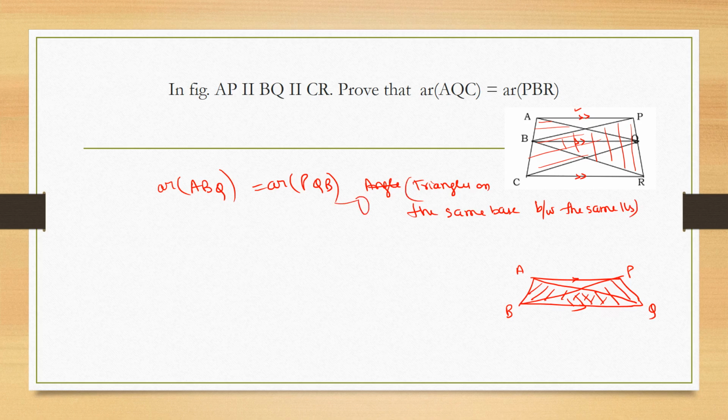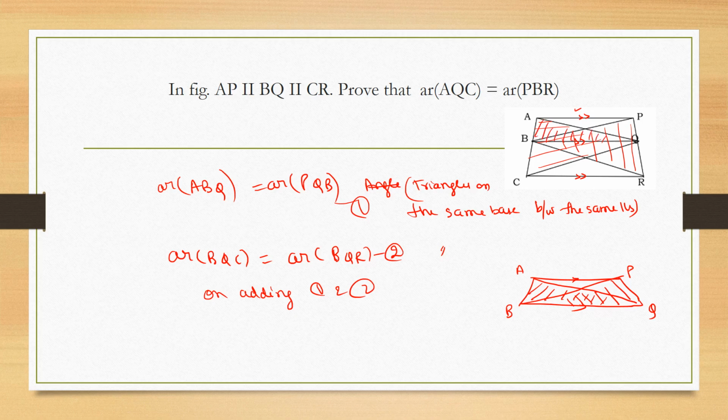Okay? Similarly, in the bottom one, I can say area of BQC is equal to area of PQR. Same logic. And if I add both of them, ABQ and BQC, this whole AQC is formed, and on the right hand side, whatever we required is proved. So hence proved. I'm hoping that you've got it. Let's move on to the next concept.